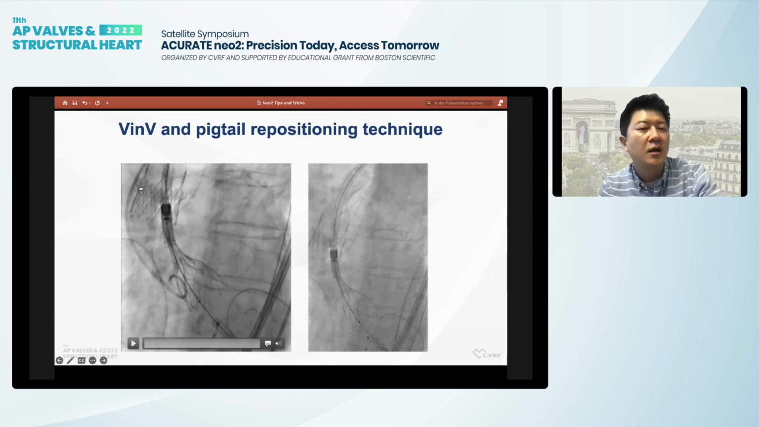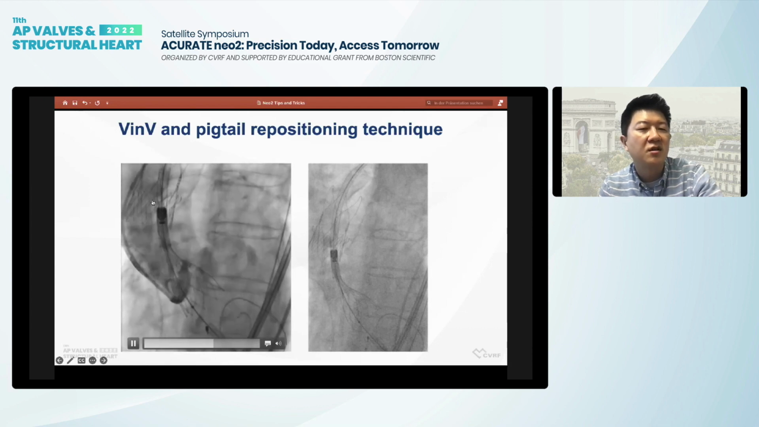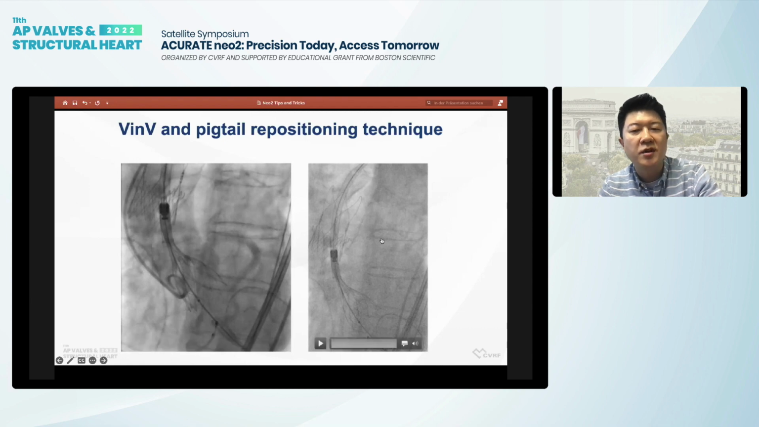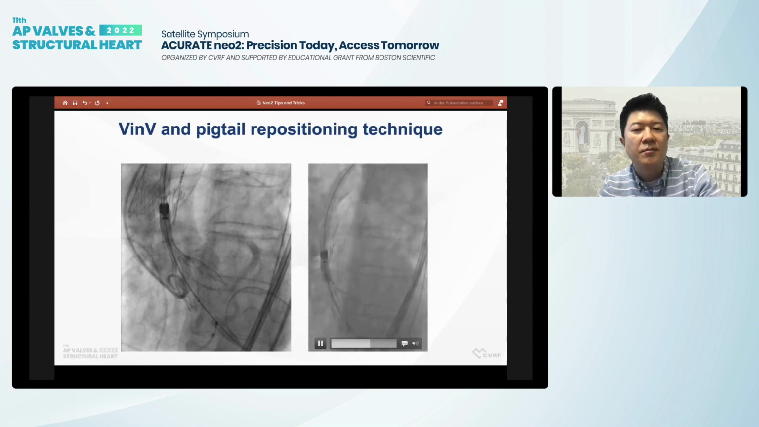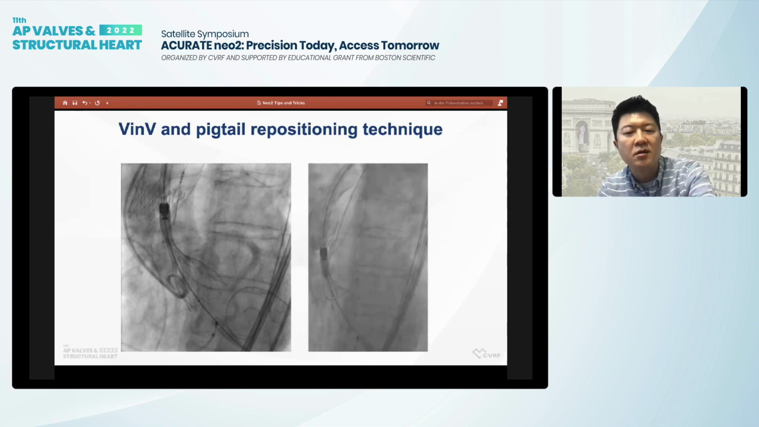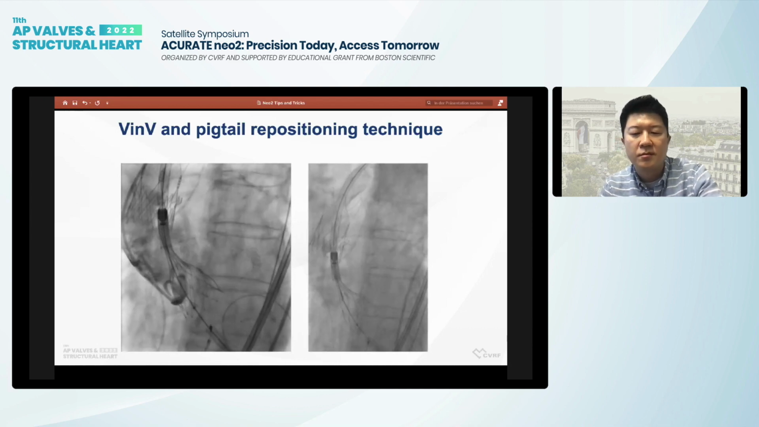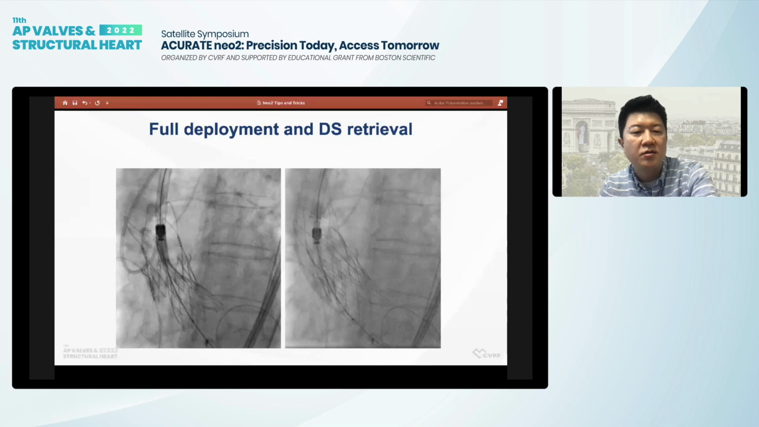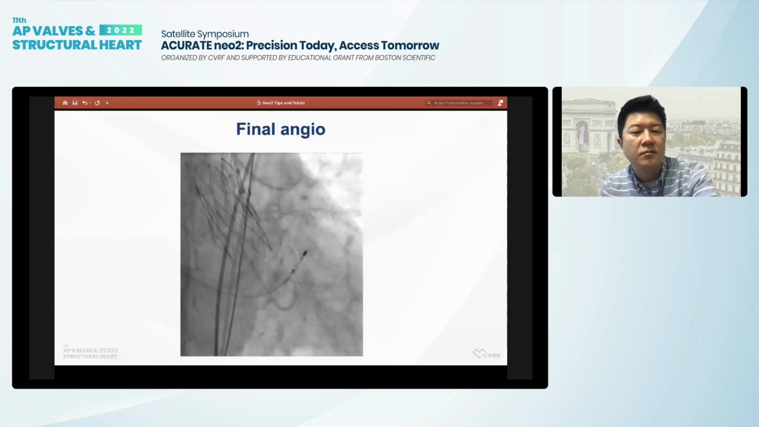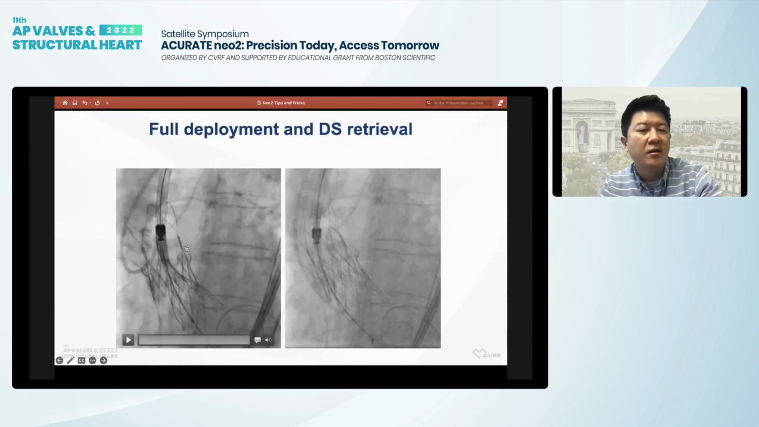And if there's considerable movement, as you can see here, then what you can do is to use a pigtail catheter or anything else that pushes down the dislodged valve, and then you can anchor the dislodged valve in the upper part, as you can see here. You can anchor it.